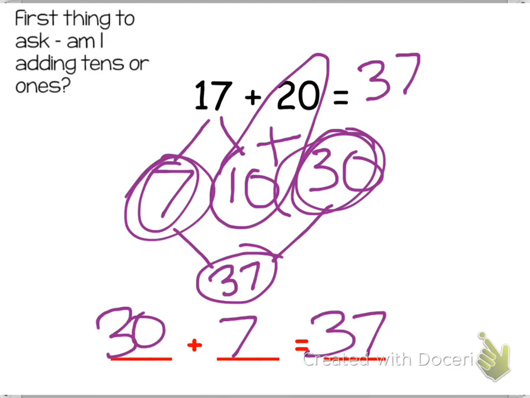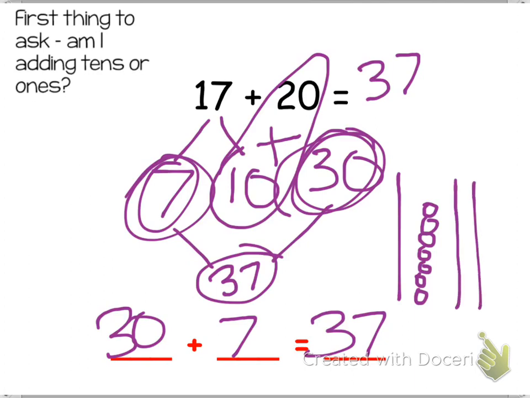Now I'm going to draw my picture to check. So I know I'm going to draw 17. So 10, 11, 12, 13, 14, 15, 16, 17. Then I'm going to do 20. So 10, 20. So I'm going to count to make sure it's the same. 10, 20, 30, 31, 32, 33, 34, 35, 36, 37.